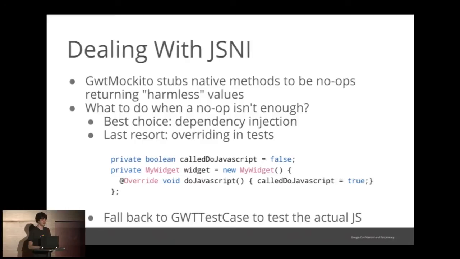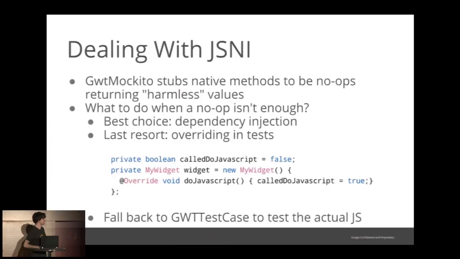A lot of the time, when you're using a native method, or when a widget you're depending on is using a native method, it's not something that's core to its functionality. It's just something like adjusting a style, or something you couldn't normally do through the normal GWT APIs. So by stubbing these out, most of your widget still continues to work. Of course, there are plenty of times where the JavaScript code you're depending on is actually important and has to do things. So there you need another strategy in order to fake out this JavaScript.